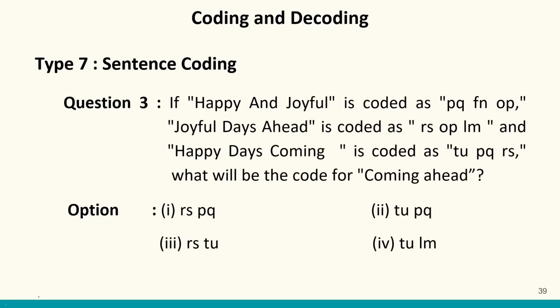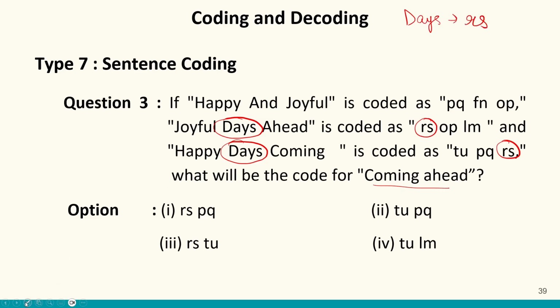Okay, now let us look at this. Happy and joyful, days ahead, and happy days are coming. These 3 sentences are given and we have to find the code for coming and ahead. Okay, so basically I can see over here days. In this sentence I can see days, and in this sentence also I can see days. And in this code, RS, OP, LM and TU, PQ, RS, the only common code is RS. So days will be coded as RS.